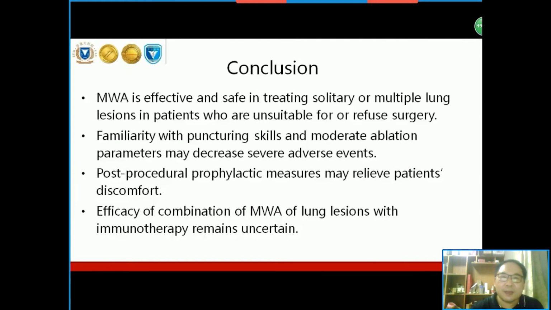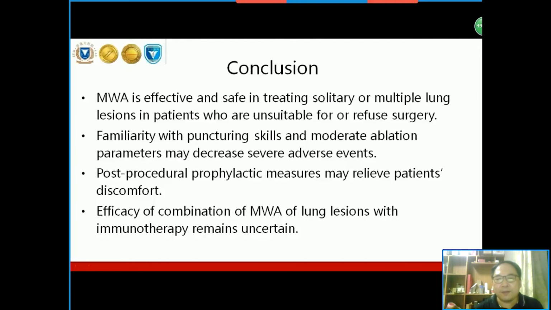In conclusion, microwave ablation is effective and safe in treating solitary or multiple lung lesions in patients who are unsuitable for surgery or refuse surgery. But we must be familiar with puncture skills, and moderate ablation parameters may decrease severe adverse events. Usually the power of ablation should not be as high as that in radiofrequency ablation.